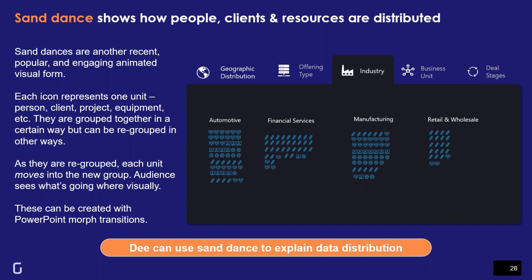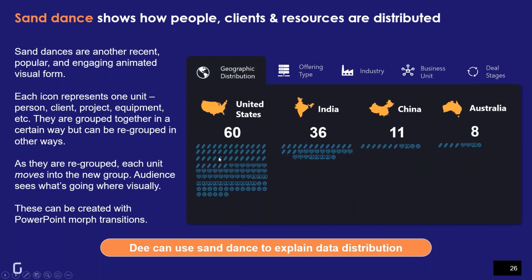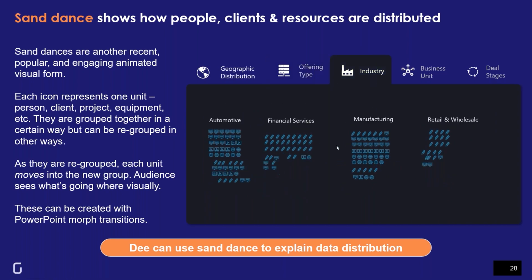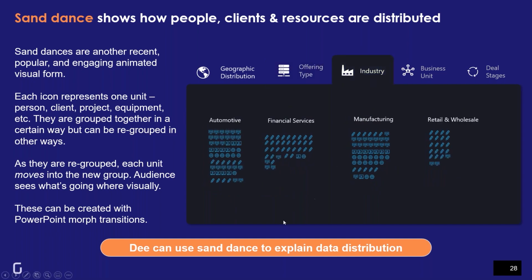This can be used very powerfully to understand data distribution. So we can see, for example, that from financial services, a few of them break into ELA and staffing solutions. Or if you look at the projects that are in the United States, then these projects are fairly evenly splitting up into performance optimization, vendor technical services, resale, etc. So patterns like these, for example, most of switching happens to be in the manufacturing space. Patterns like these and distributions become much easier to spot when we have a Sandance kind of visualization.